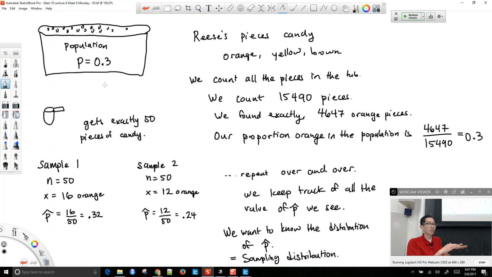But is 16 out of 50, or 32% orange, going to be common? Probably, right? What about 40 out of 50, so 80% orange? Do you think that will happen? It's technically not impossible, but it's probably not going to be a common occurrence. It'll be very, very infrequent.